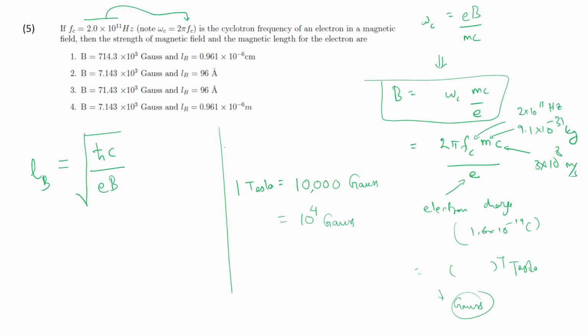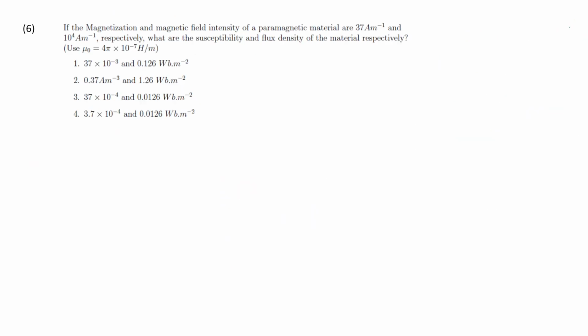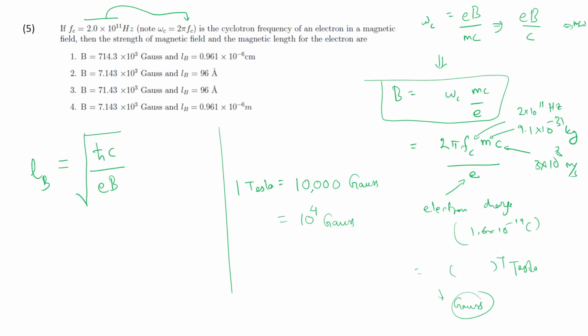So eB, like from here we get e times B over c is equal to m times omega c. So it is h bar by m times omega c. Okay. And omega c, we know that, this is 2 pi fc.